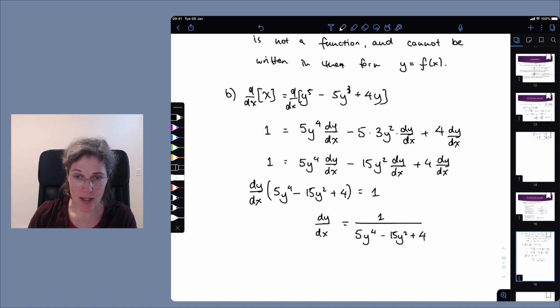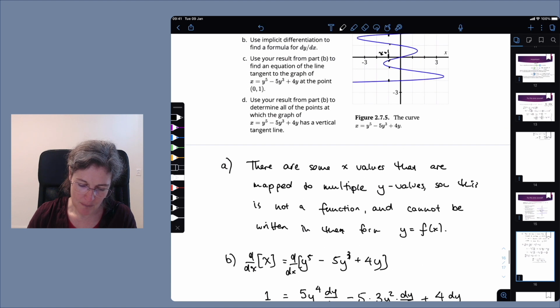Okay, so now we have an implicit form for our derivative. Implicit because we've got y's in there. Now we don't have any x's, but that's fine. You don't have to have them. The key point to note here is that we do still have y's. So at any particular x point, I'm still going to have to tell which y I'm thinking about. Okay, so there is my derivative. Let's look at part C. So now we want to find an equation for the tangent line to the graph at the point 0, 1.